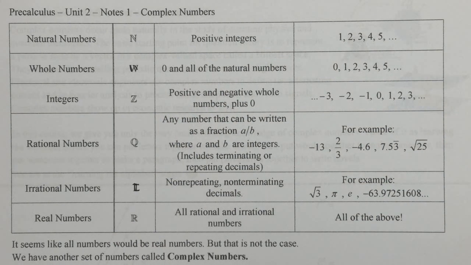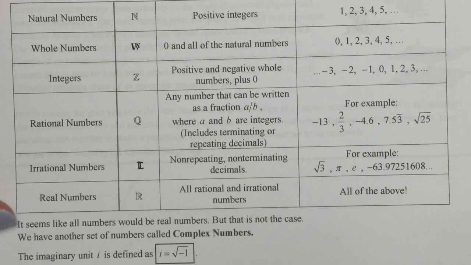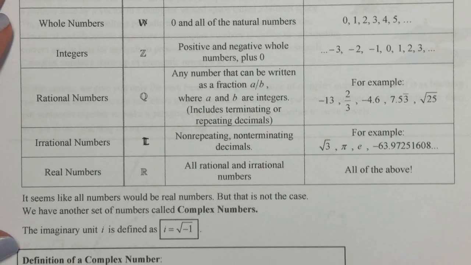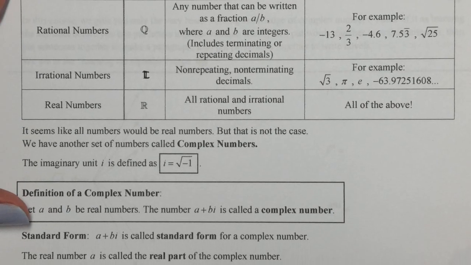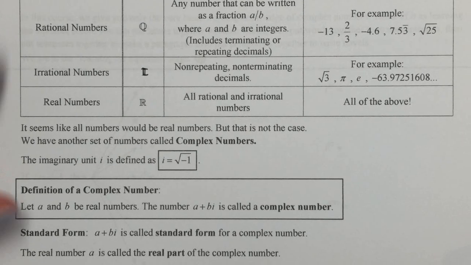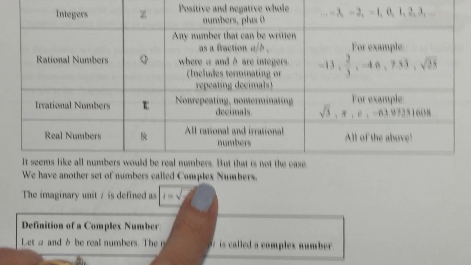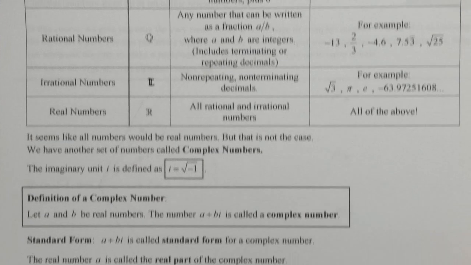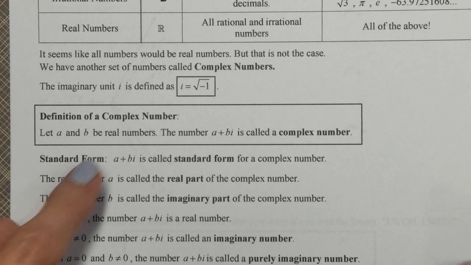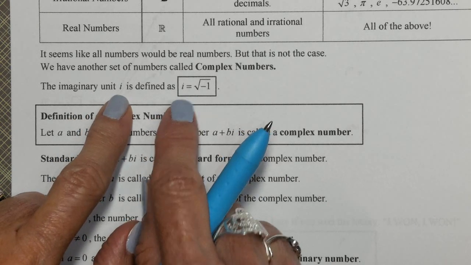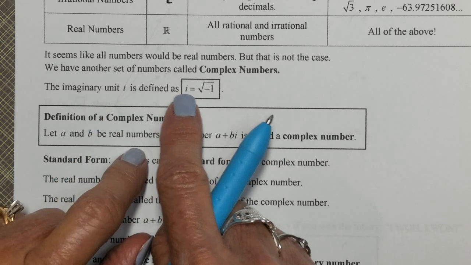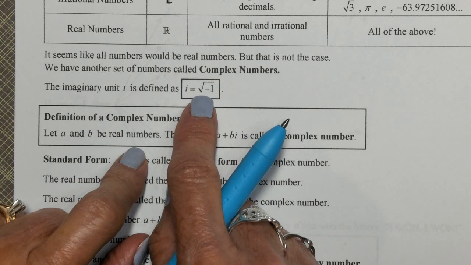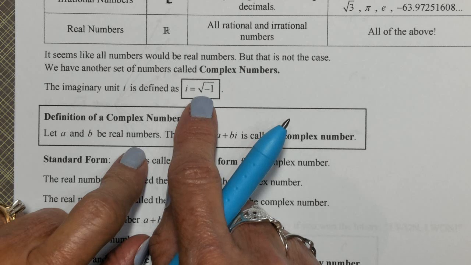So it seems like this would be all-encompassing, that would be all we would need. But there is another set, and it's called the set of complex numbers. And it includes what we call imaginary numbers. So complex numbers are all reals plus all the imaginaries. I know you learned this in Algebra 2, but i is the square root of -1. That is by definition, that's what it is, the square root of -1.